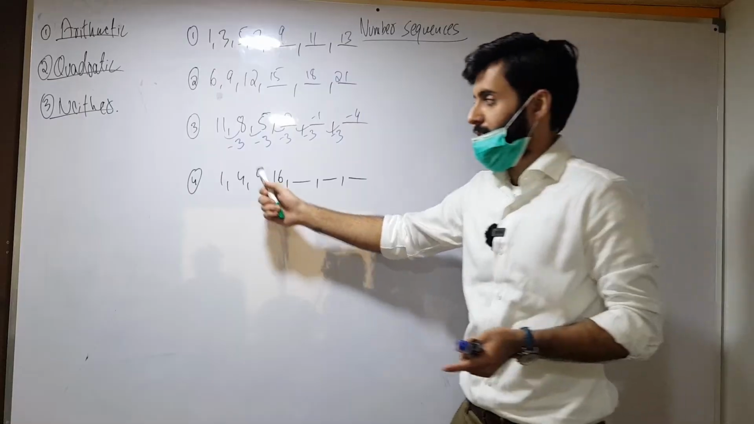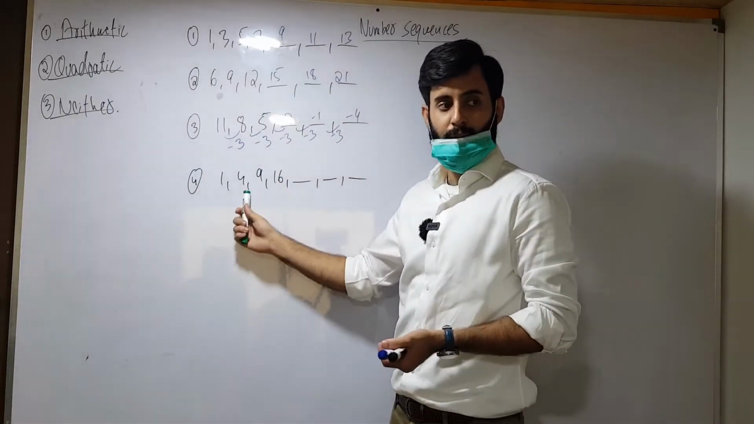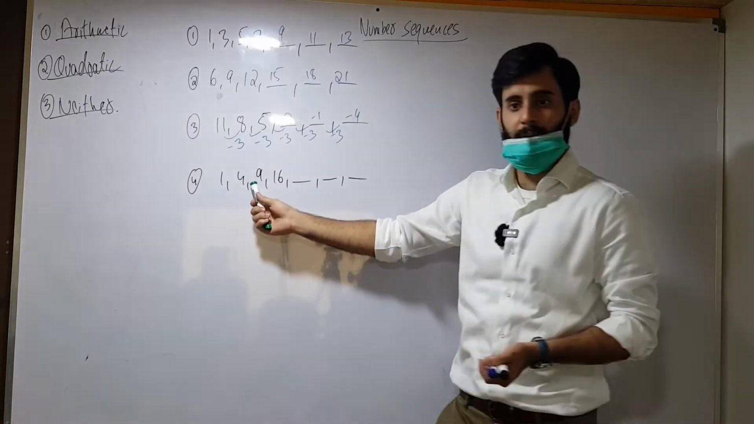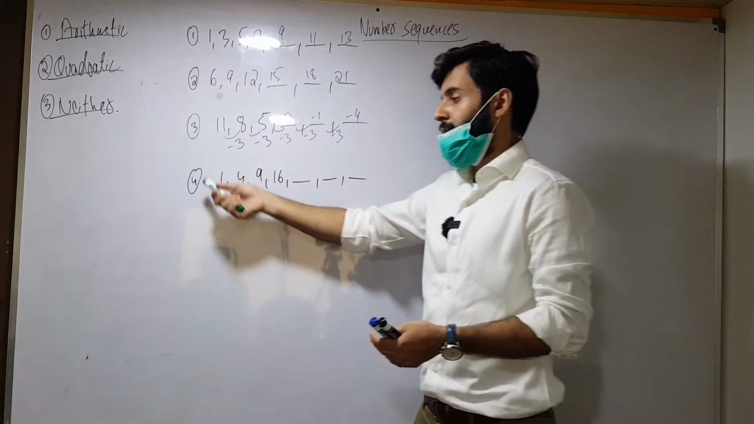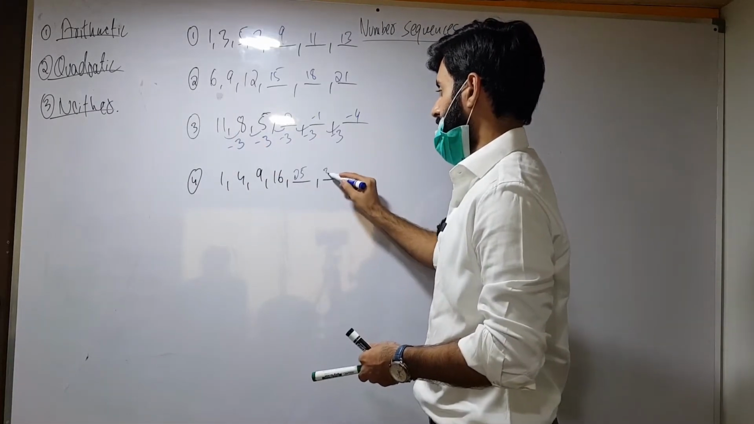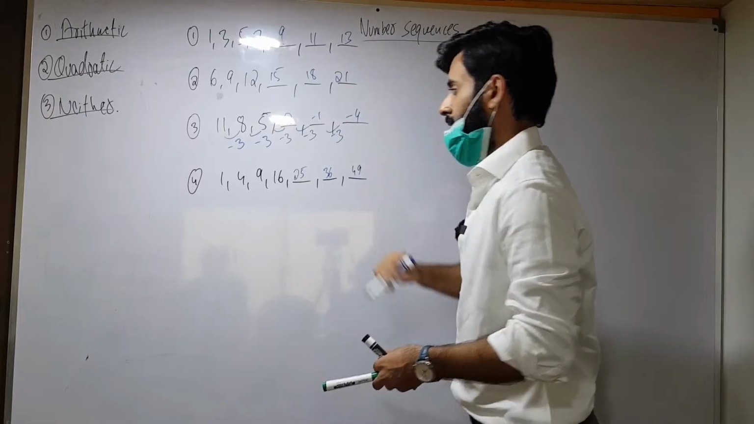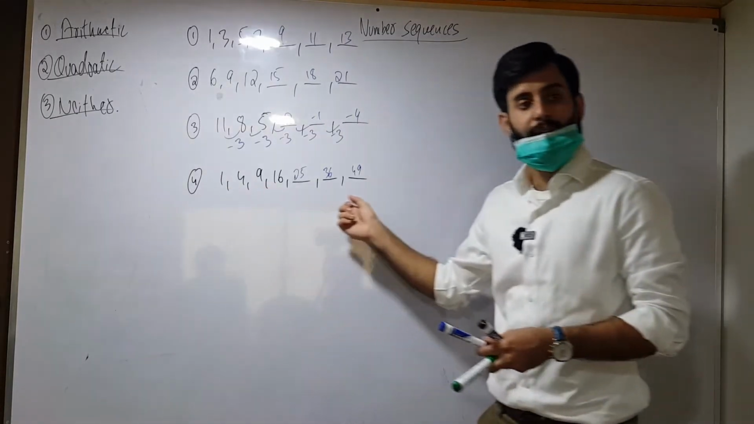Why do we call them perfect squares? Because they are squares of an integer. 1 can be obtained by squaring 1, 4 can be obtained by squaring 2, 9 can be obtained by squaring 3, 16 can be obtained by squaring 4. So following this pattern, my next term should be what? My next term should be 25, and then the term right after this one should be 36, and then we should have 49. ठीक है. What do you call this? You call this perfect squares.